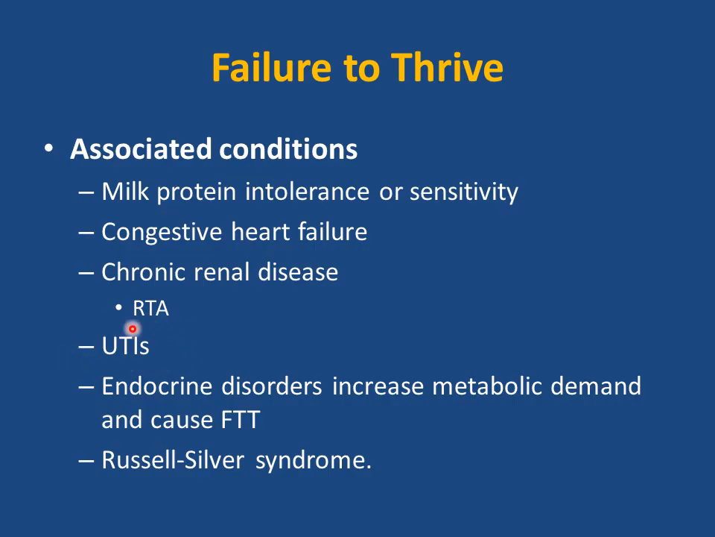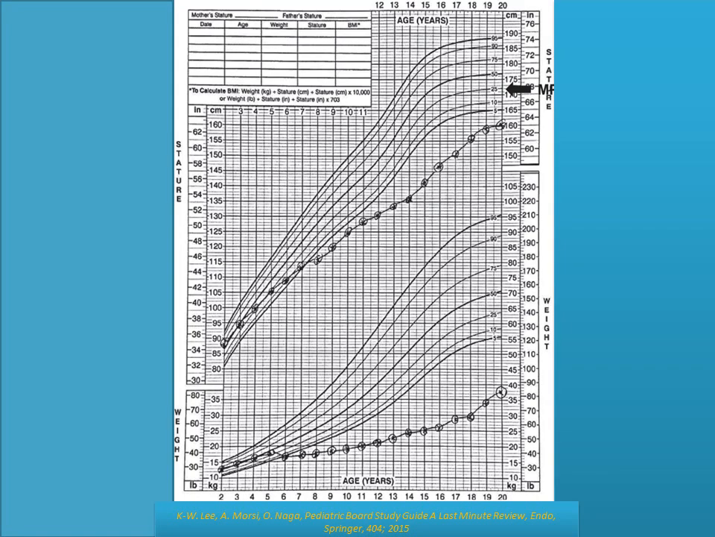UTIs, this is a very important one, can also cause failure to thrive. Endocrine disorders like hyperthyroidism can cause that. Syndromes, for example, Russell-Silver syndrome: a child with failure to thrive, loss of appetite, asymmetrical limb development. As you see in this growth curve, this child was doing very well until the age of 5. Then between the age of 5 and 6, the weight started to drop to below the 30th percentile. This is failure to thrive, and you see here the weight is affected significantly more than the height. So this is nutritional, this is a gastrointestinal problem. This is a classic example of cystic fibrosis or celiac disease.